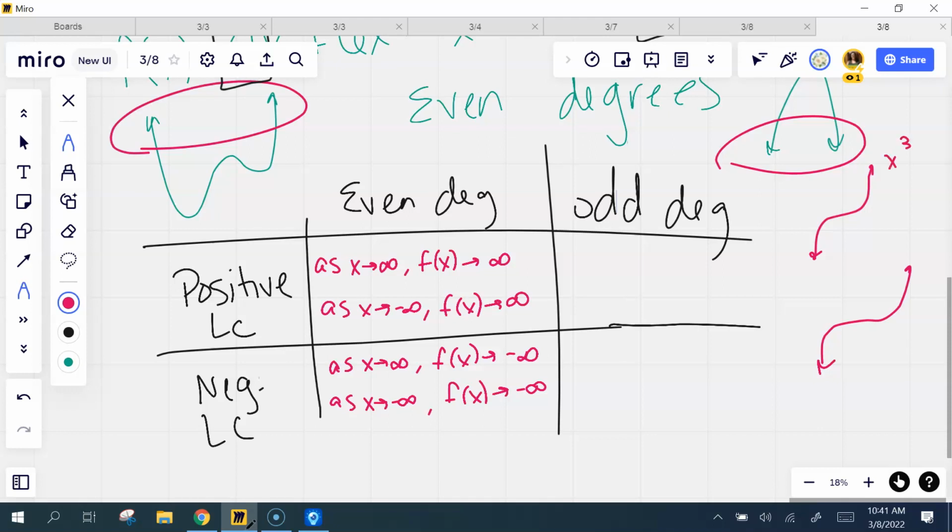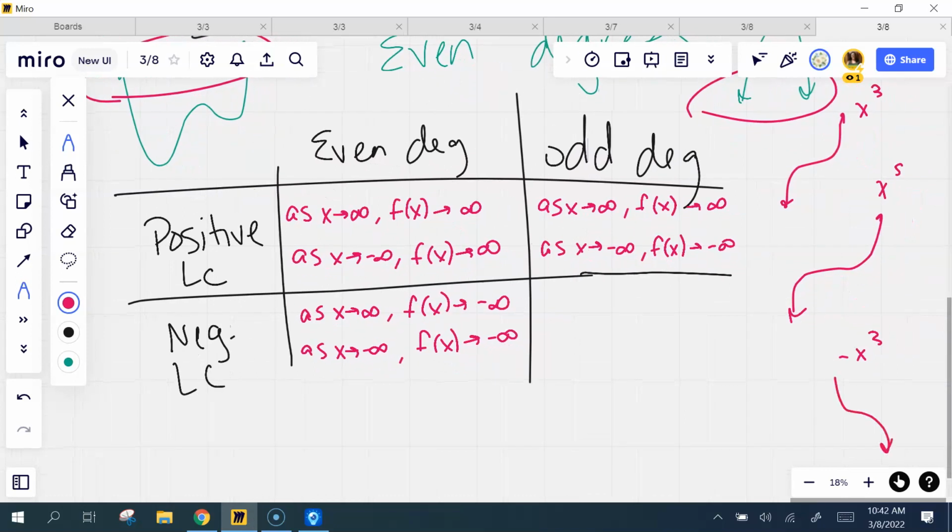So if this was x cubed, that's what the parent graph looks like for x cubed or x to the fifth. Well, then if the leading coefficient is positive, it goes up on the right and down on the left. Now, when you graph negative x cubed, it went the other way. So negative x cubed did something like this instead. So for negative odd, as x goes to infinity, it's just the opposite. But both ends are still going different directions. And this chart holds true for any polynomial in the whole world.